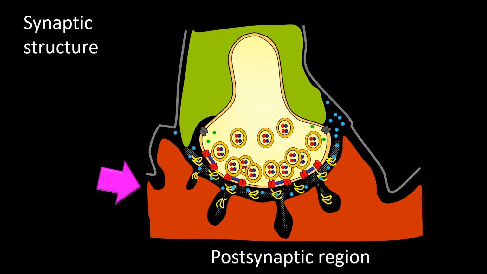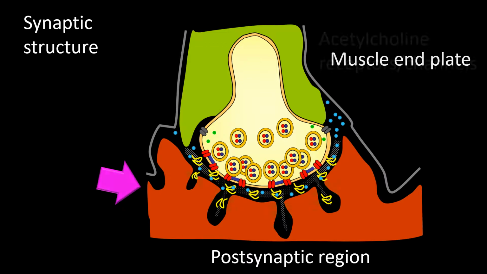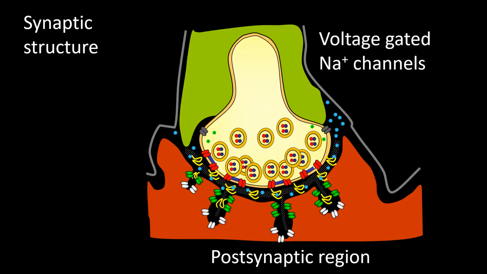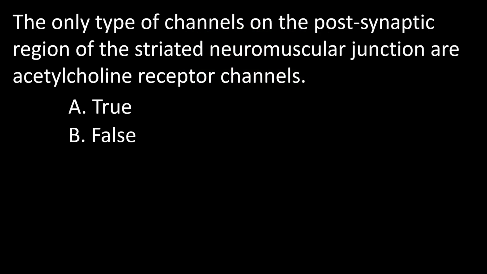The arrow is now pointing to the postsynaptic region. This is a segment of modified muscle. In it, you find nicotinic acetylcholine receptor channels, and right at the bottom of the junctional folds, you find voltage-gated sodium channels in great abundance. Sodium channels are also present in the rest of the muscle fiber membrane, but in a lower concentration. So the answer to this question is B.